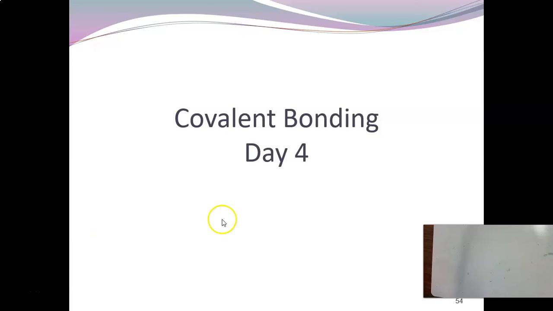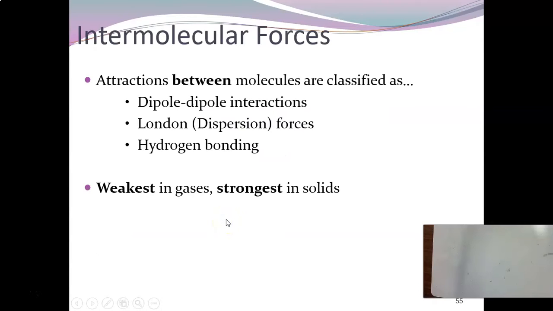Hey there, this is covalent bonding, day 4. Today we're going to talk about intermolecular forces, and those are the forces of attraction between molecules, not between two atoms in a molecule, but between the molecules themselves. There are three types of intermolecular forces: dipole forces, London dispersion forces, and hydrogen bonding.